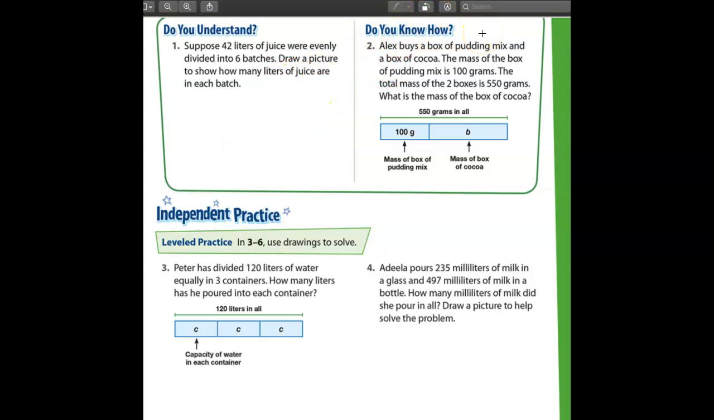Alex buys a box of pudding mix and a box of cocoa. The mass of the box of pudding mix is 100 grams. You can see it right here. The total mass of the 2 boxes is 550 grams for the whole thing. What is the mass of the box of cocoa?